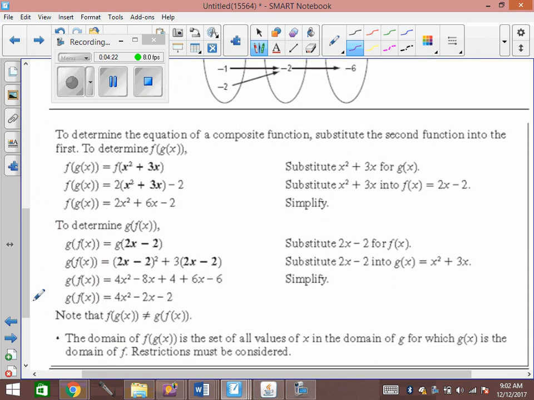So to determine the equation of a composite function, substitute the second function into the first. So f of g of x. G of x is x squared plus 3. So we go f of x squared plus 3. Then we'd substitute that in for the x, right? And then we distribute. And if it was g of f of x, we'd take whatever f of x is.